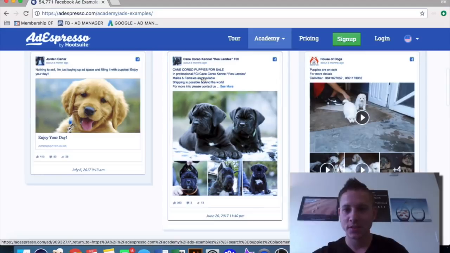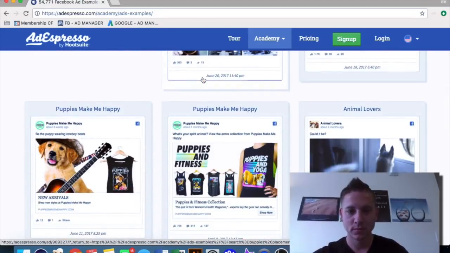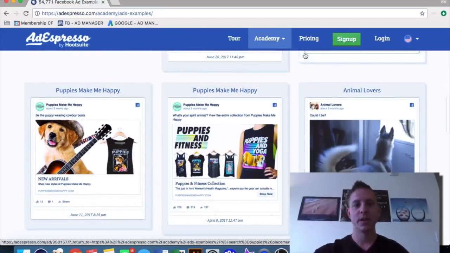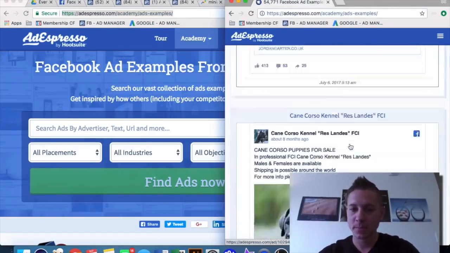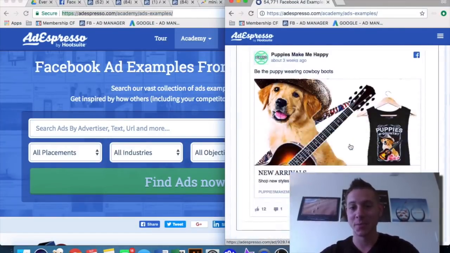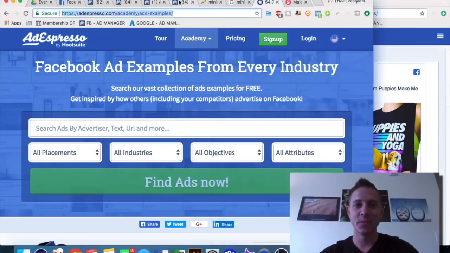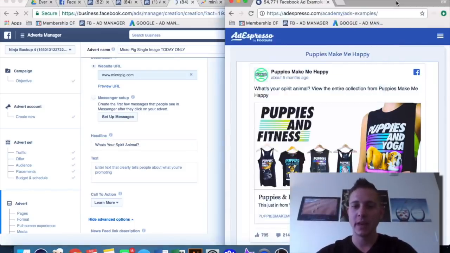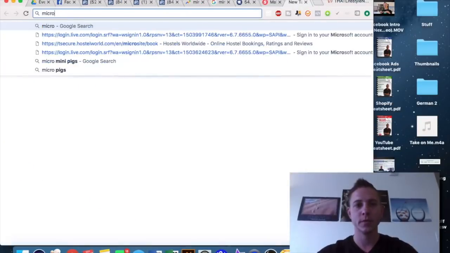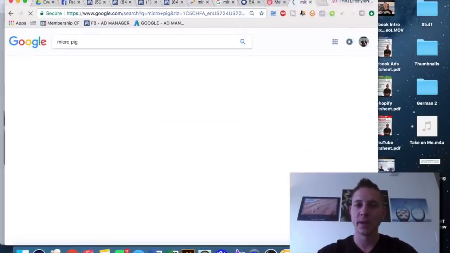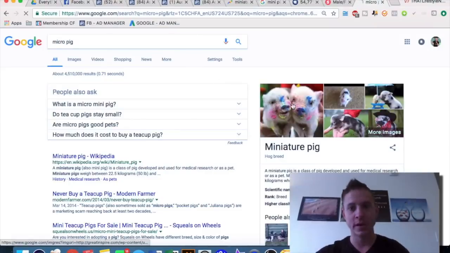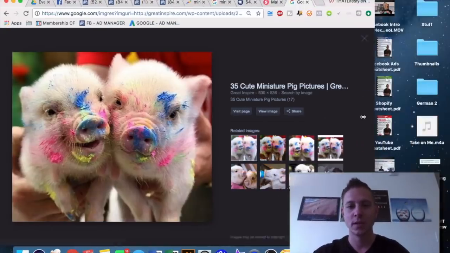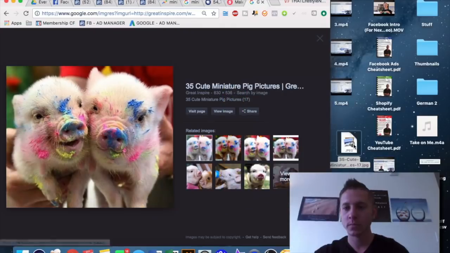Okay, so these guys are actually selling puppies. What's your spirit animal? All right, so I like that. So my spirit animal is a micro pig, and so maybe I'll use that. So we're gonna go, what's your spirit animal? And just for the sake of having a photo, let me grab a micro pig photo here, just so we can actually see the kind of finalized result of the ad, just because I want to show everyone.